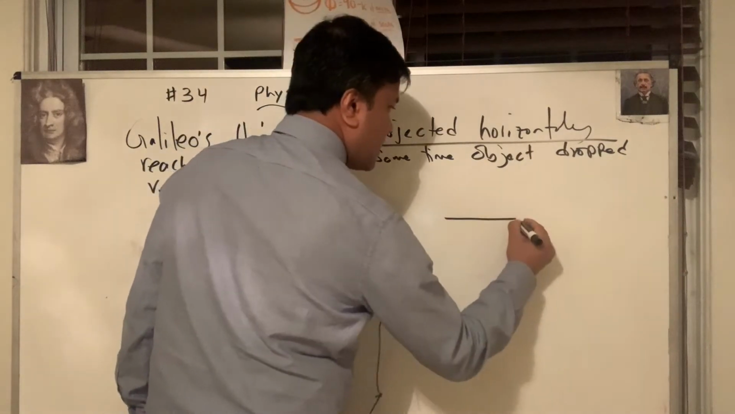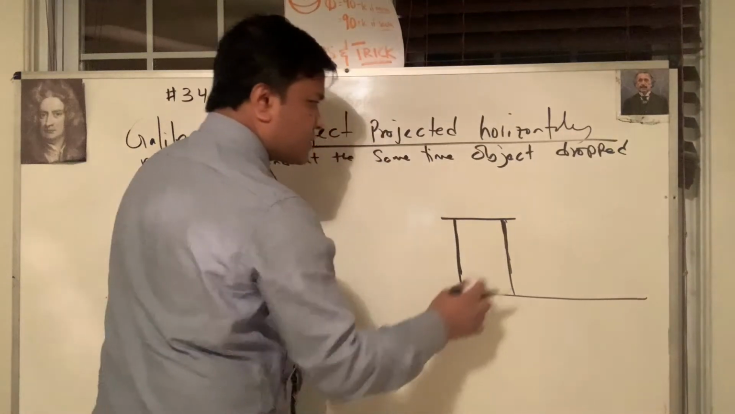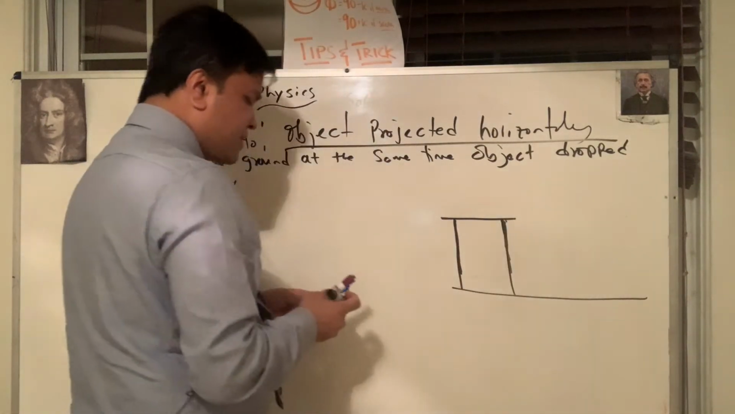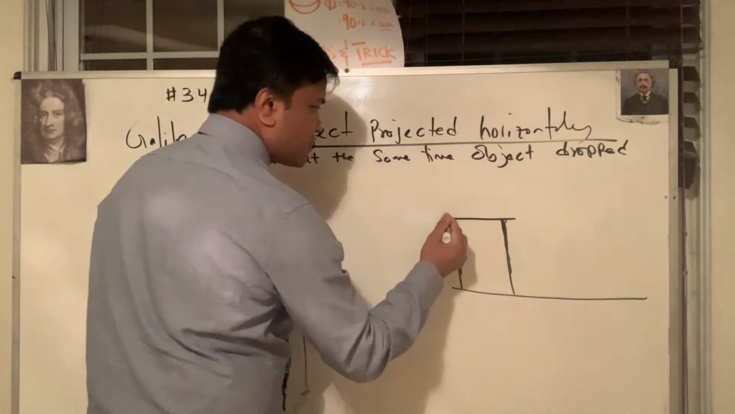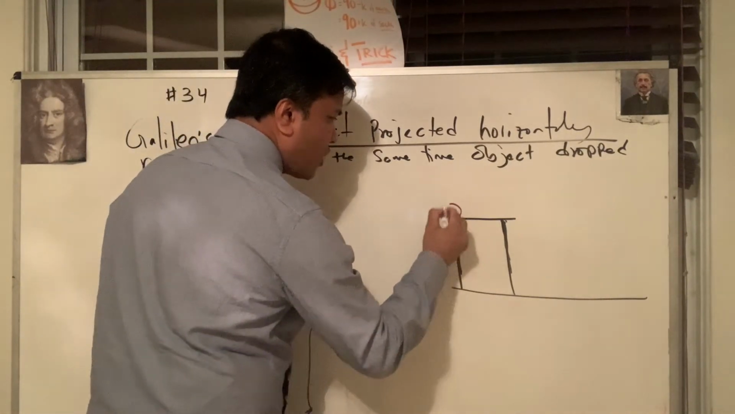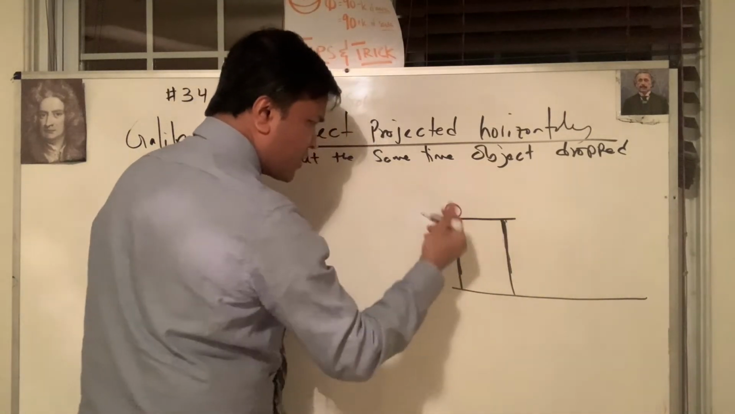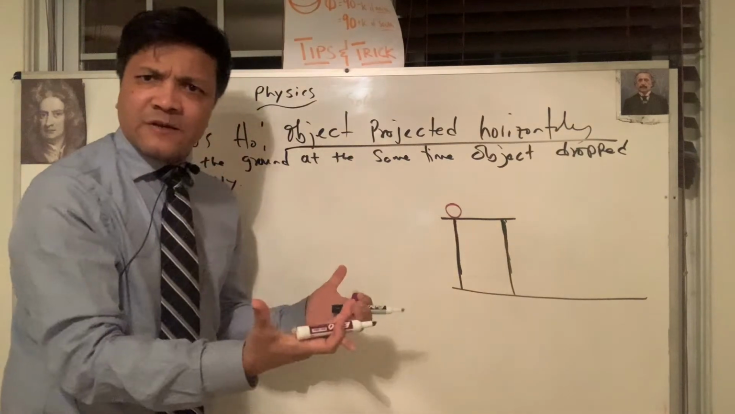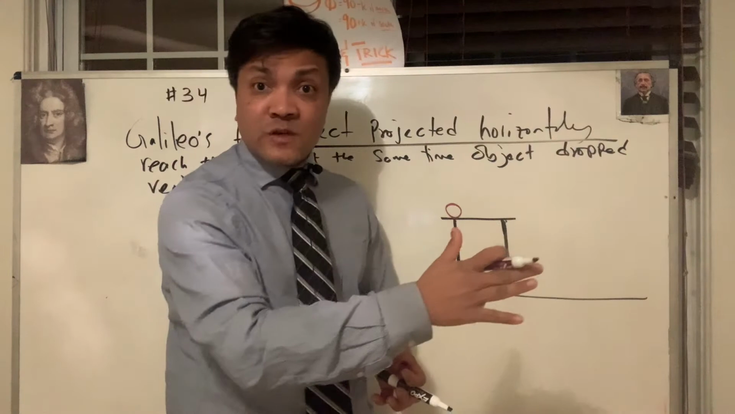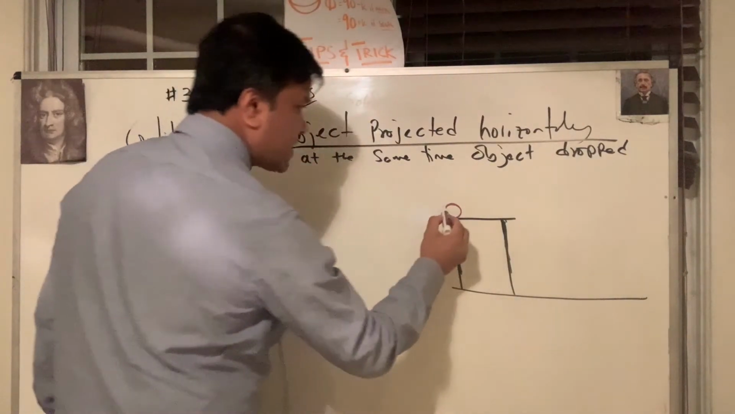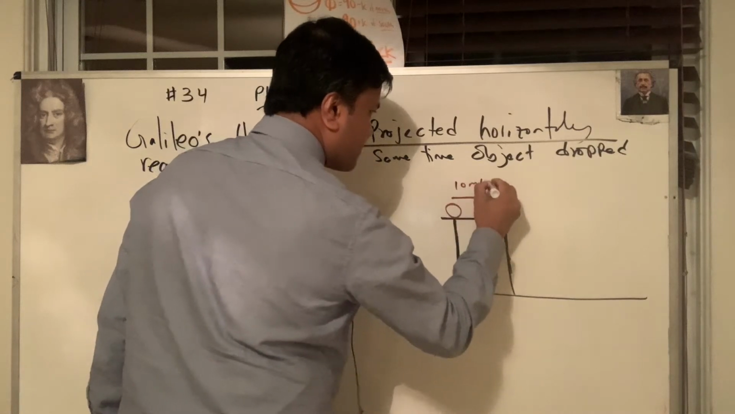So let's make a table. Pay attention to this because this is very important. An object rolls horizontally. So there is a ball. The ball rolls horizontally with a velocity, I don't know, 5 meters per second, or 10, or 20, or 100 meters per second, it doesn't matter. So this object rolls horizontally with some velocity, 10 meters per second.